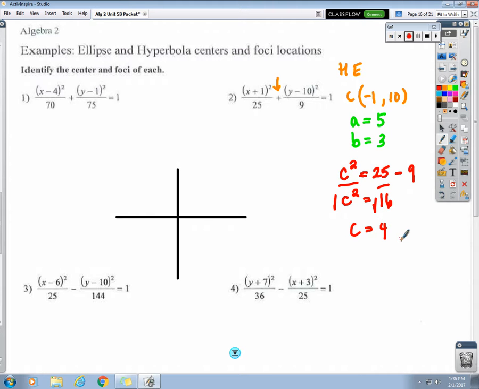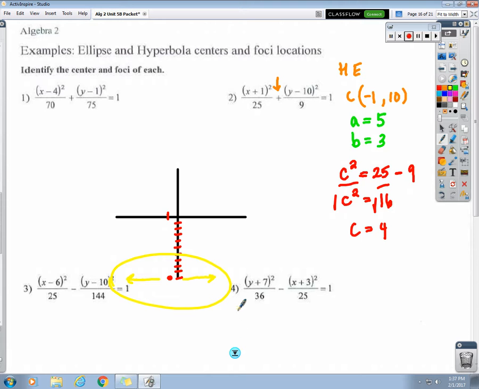Okay, so you don't have to do the graph, but I'm just going to show you so that you can see visually what's going on. If I go left 1, down 10, my center would be way down here, correct? And since it's a horizontal ellipse, wouldn't it look something like that, more or less? So wouldn't that mean to find the foci points, you'd be going this way and that way?